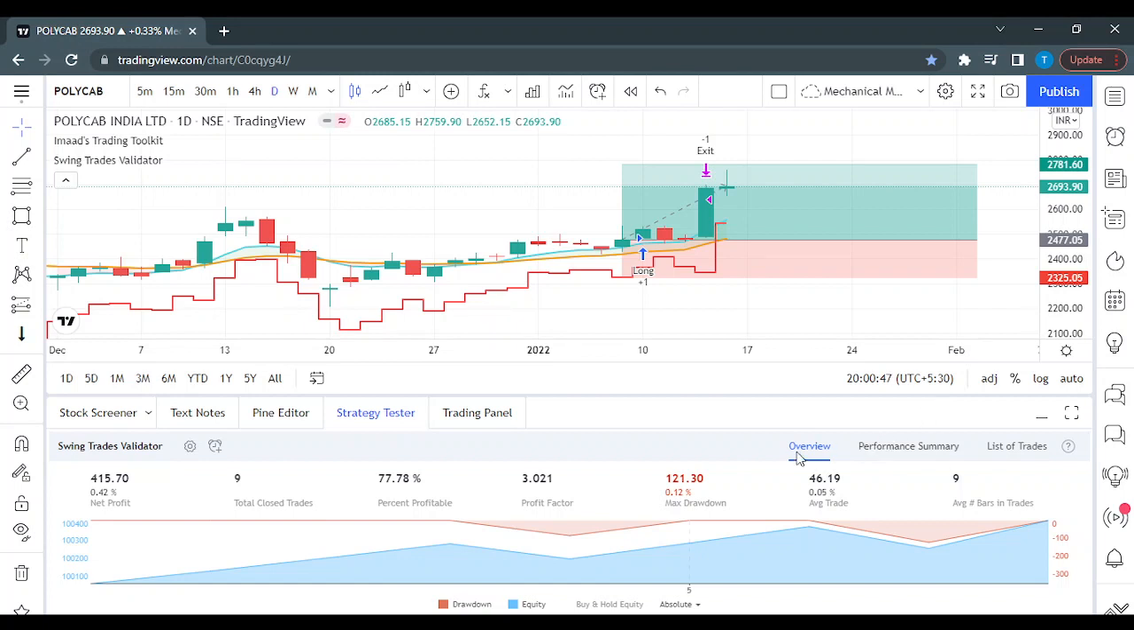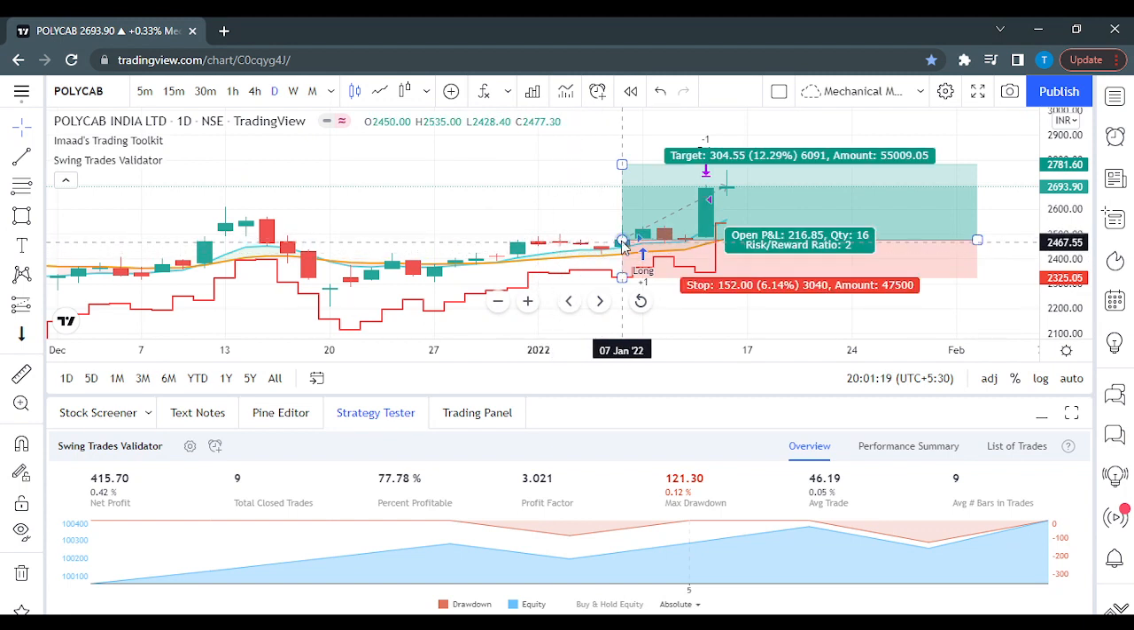Now you see on my strategy tester, what it's saying is there were 9 trades that were taken historically on the basis of this particular strategy. This swing trades validator has been made specifically to follow the strategy that I've told you right from the start, doing a multiple time frame analysis on the monthly, weekly, and daily time frame, making sure that we have a bullish crossover, a pullback, a recent high, a pullback, and a pullback failure.